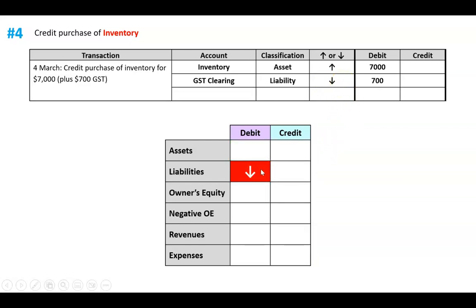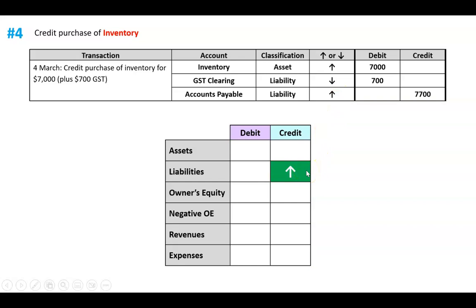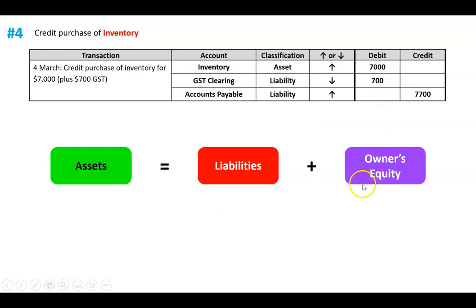And this is where the main difference is, because last time this was going to be cash. We're going to do a credit to cash because cash went down. But in this case, it's a credit purchase. And what we call that is when we buy inventory on credit, we call that accounts payable. Accounts payable is a liability, and that liability is going up. So when a liability goes up, that's a credit, and it will be for $7,700 because we will owe this accounts payable for not only the inventory, but also the GST. So it has to equal the total of these two numbers here.